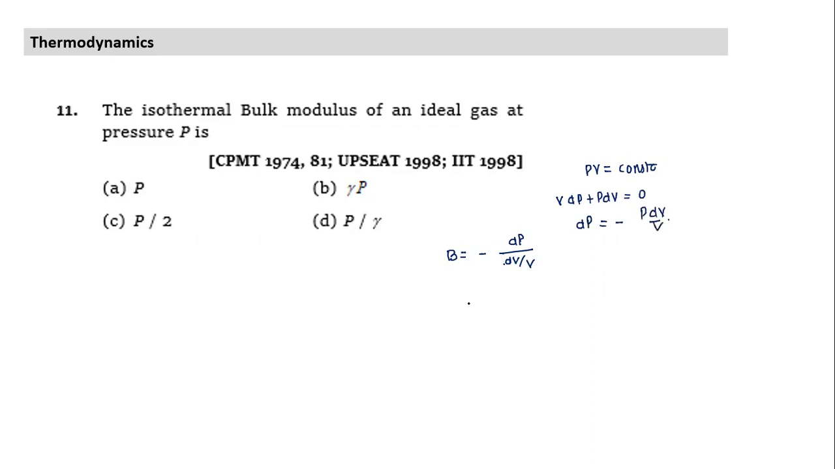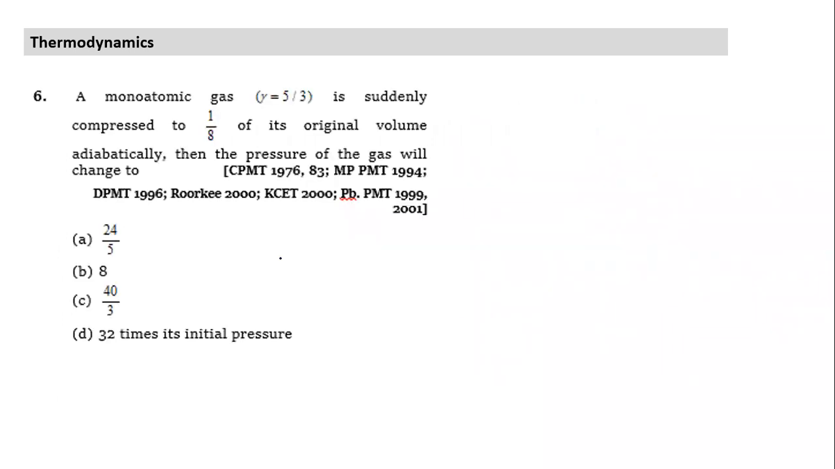I substitute this value here, and I find the bulk modulus is nothing but pressure. Same thing if I do it in the case of an adiabatic process: PV^gamma is again equal to constant. In that case, we can write dP/P plus gamma dV/V is equal to 0. And what we find is the bulk modulus in this case is gamma. You can easily do that. This is also an application of the formula of adiabatic.